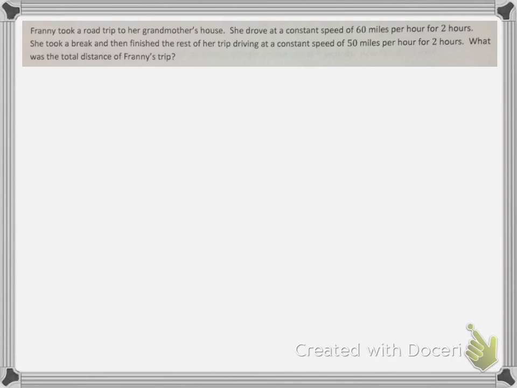In this one, Franny took a road trip to her grandmother's house. She drove at a constant speed of 60 miles per hour for 2 hours, and then she took a break, and then she finished the trip and drove at a constant rate of 50 miles per hour for another 2 hours. So we have to decide how far has she gone? What is the total distance over those 4 driving hours? Problem is we have 2 different rates. So the first leg of the trip she was moving at a 60 mile per hour rate, 60 miles in 1 hour. But she did that for 2 hours.